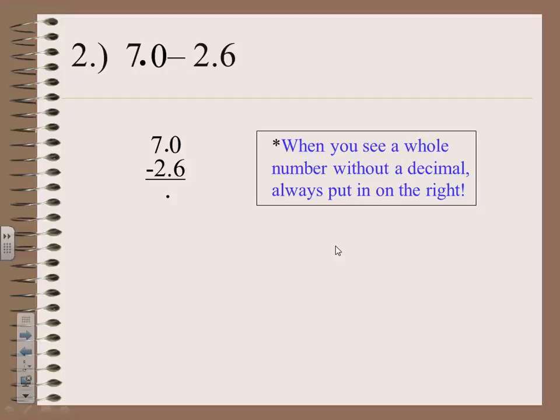0 minus 6, we're not able to do that, so we're borrowing from the 7. That should be simple, basic. You've done that for years. 10 minus 6 is 4. 6 minus 2 is 4. Okay, so that's whole numbers subtracting decimals. You're going to need to make sure you can do that. Stop, go back if you need to.